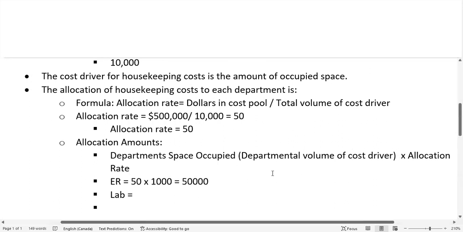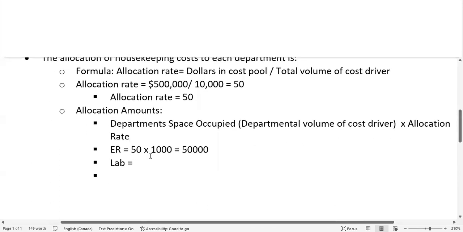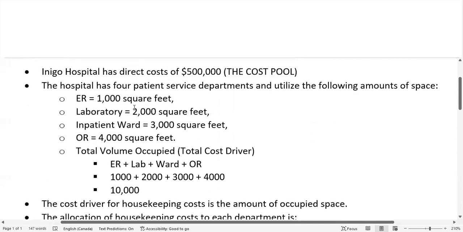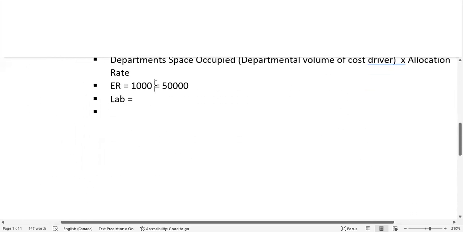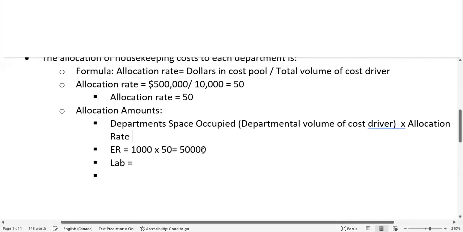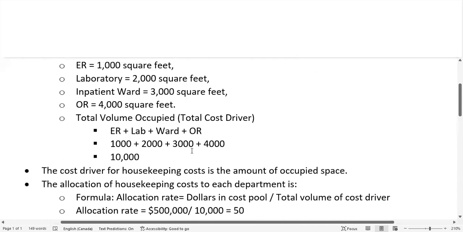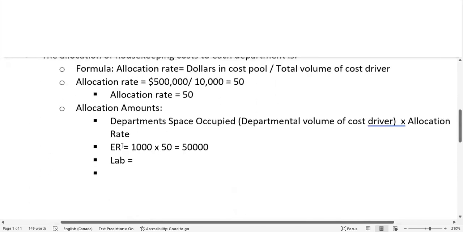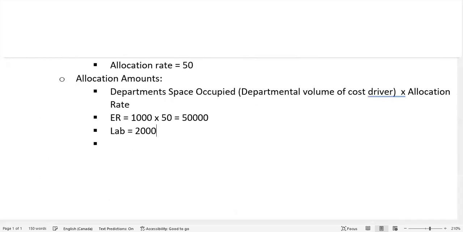So we know, for example, that the ER occupies 1,000 square feet of space. So we multiply that by the allocation rate, which is 50. So for the ER, the allocation amount is $50,000. For the laboratory, for example, it's 2,000 square feet times 50, and then you get your $100,000.